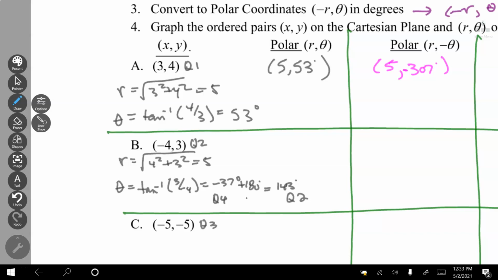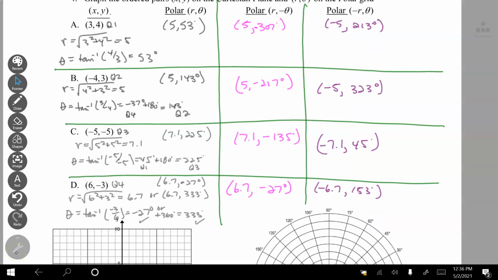Doesn't match up. Add 180. So my angle is 143 degrees. 5, 143 degrees, which is in quadrant 2. And I can convert the rest. So you see I went ahead and finished up all the rest of the work.